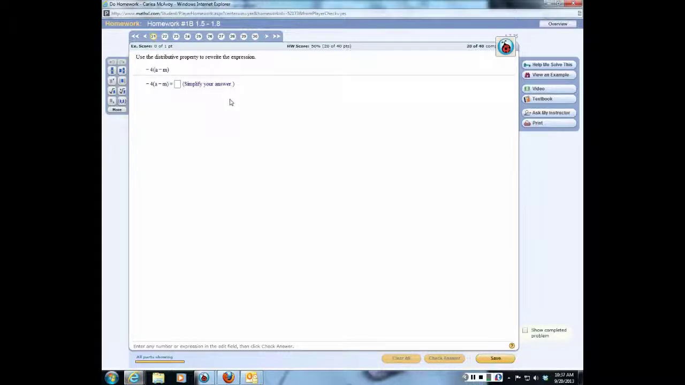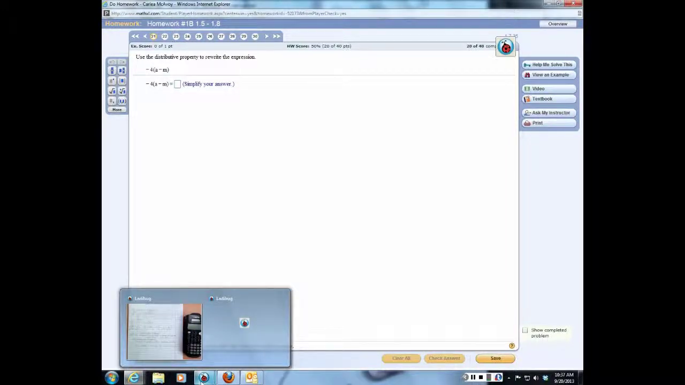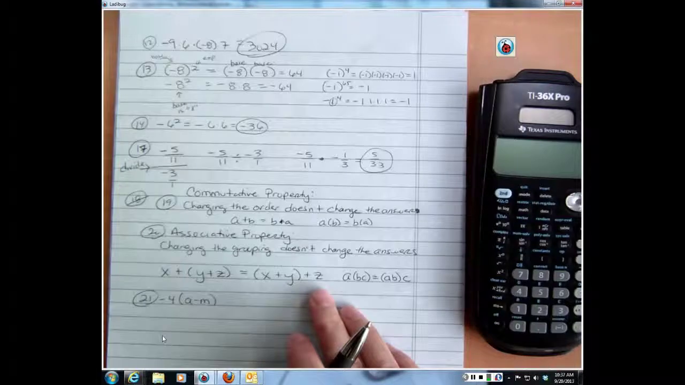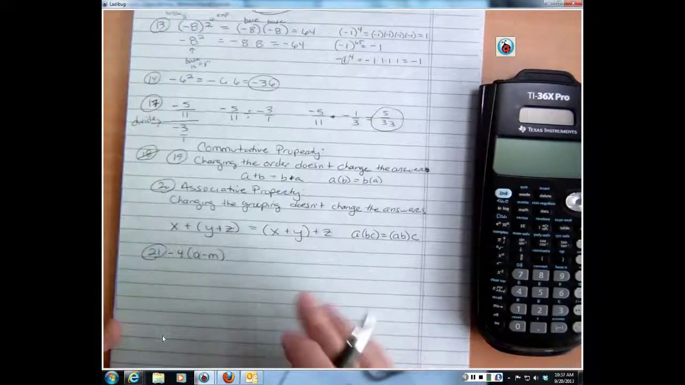Alright, the distributive property is a way to get rid of parentheses. So we multiply to get rid of the parentheses using the distributive property. This problem I'll write down: negative 4a minus n. Hopefully you've seen the distributive property before. You may not remember it, but sometimes having seen it makes it a little easier to digest.